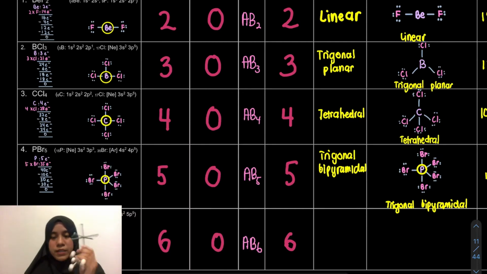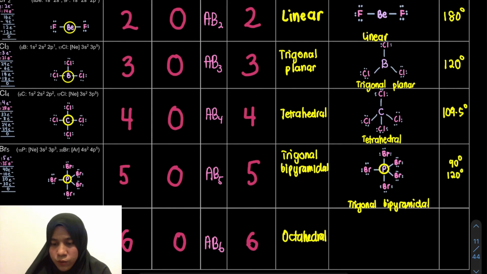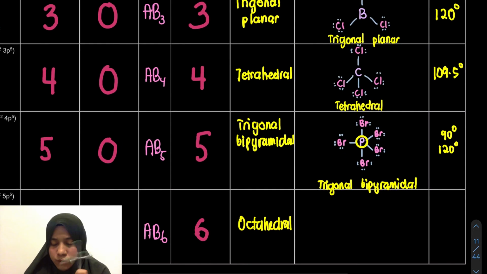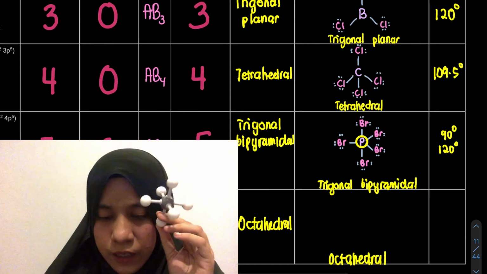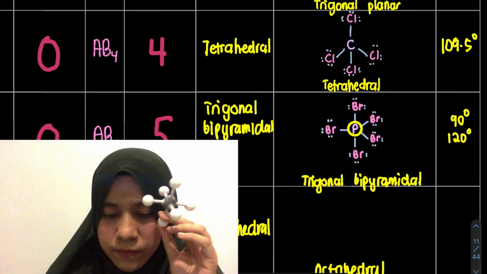Okay, so what is actually the name of the shape itself? Dia adalah octahedral. So, for the molecular geometry with no lone pair on the central atom, dia akan jadi octahedral. So, how I'm gonna draw this one? So, dia akan jadi macam ni. Okay, so the grey one is actually our center.